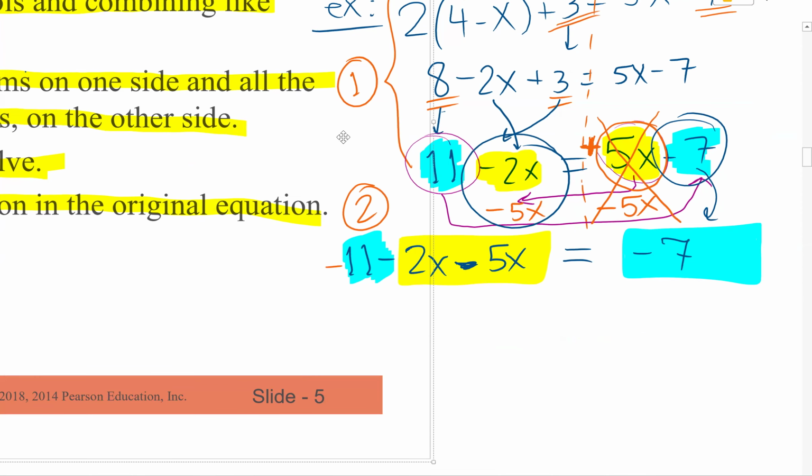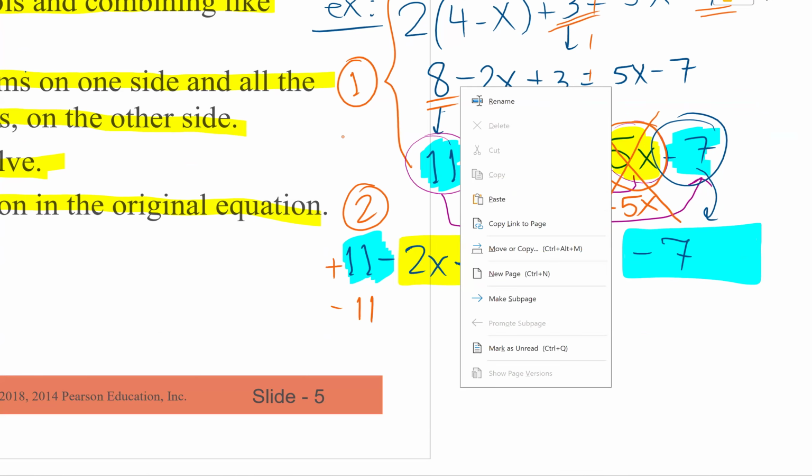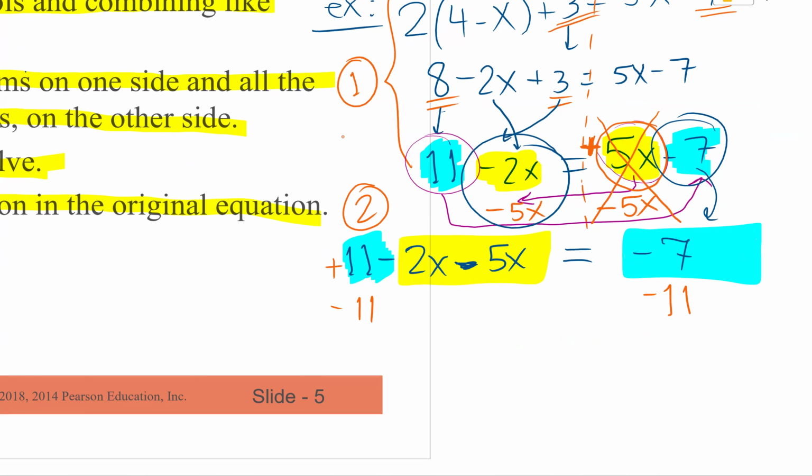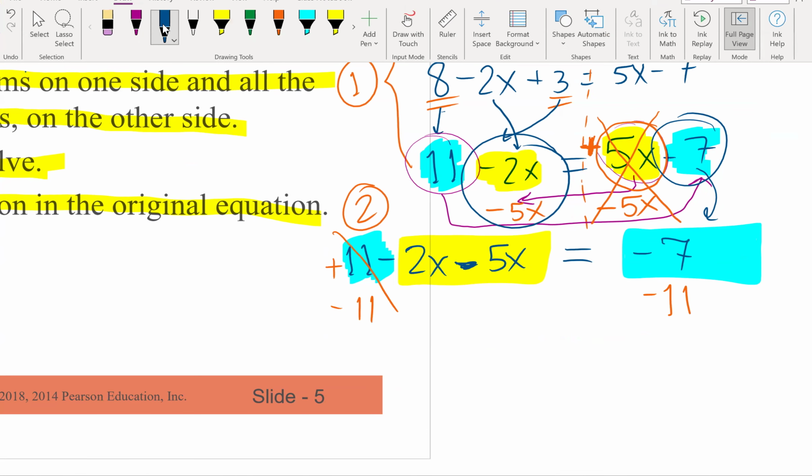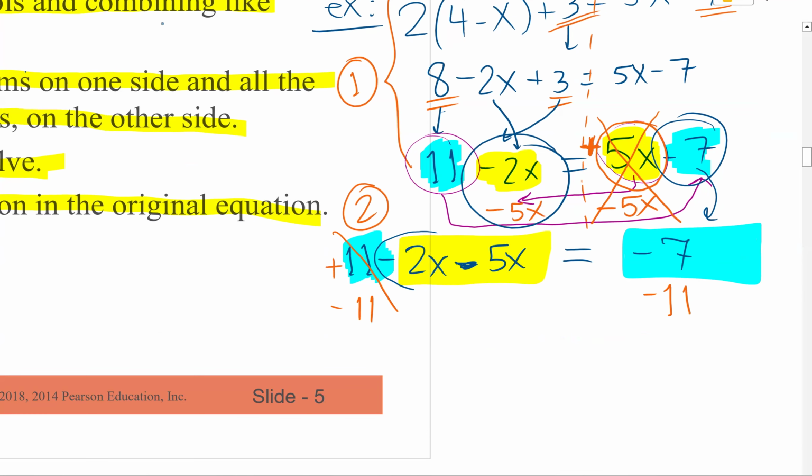This 11 here on the left side, I want to bring it to the right side. It's a positive 11. To move it, I'll do the opposite and subtract it. There we go. 11 and negative 11 add up to 0, so they're gone. And then here I can actually combine these like terms. I have negative 2x minus 5x.